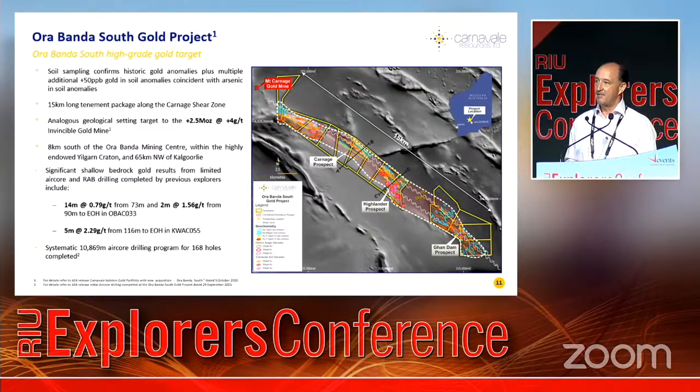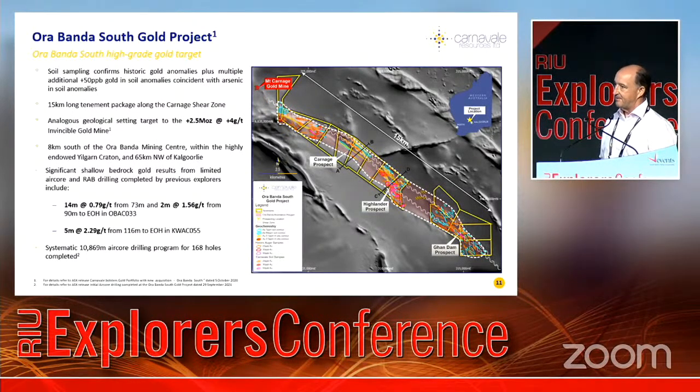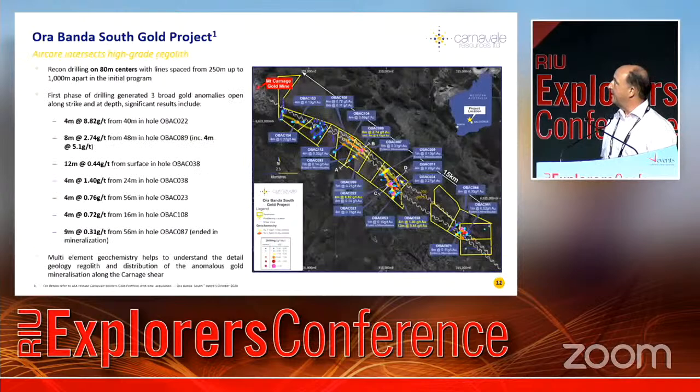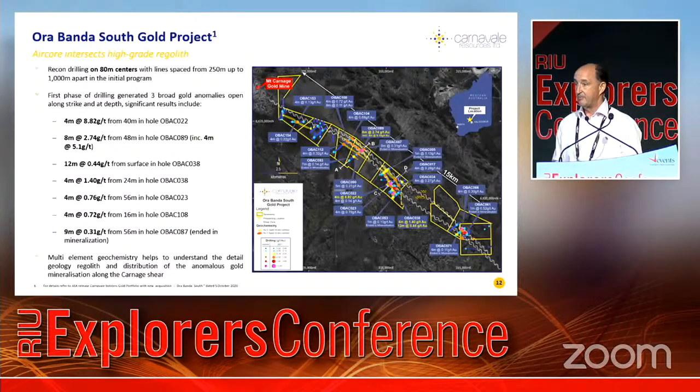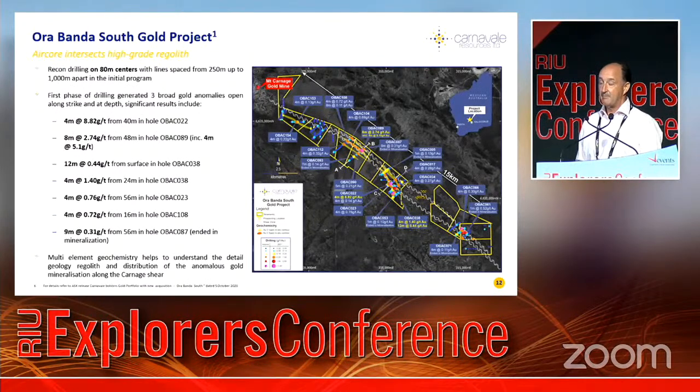So Invincible is our model. Invincible was discovered in 2012. It's over 2.5 million ounces at plus 4 grams and provides Goldfields with most of its production at St Ives. So this is a project of a different scale to Kukani. It's a much larger opportunity, and we've come in here with our first round of air core as of last year and had some pretty good results, such as 4 metres at 8.8, 8 metres at 2 3/4, including 4 metres at 5, 12 metres at 0.44, and many other substantial hits.